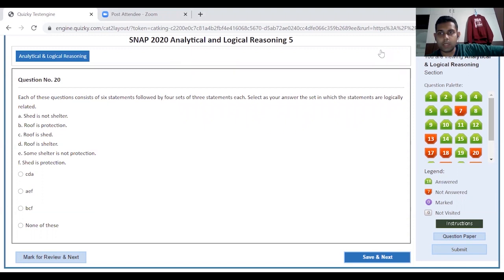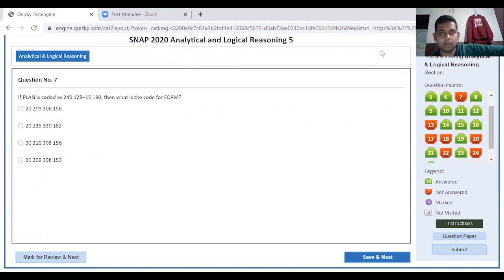Okay, I think I should avoid some negative attempts now. I'll just try it this once. What is this? 240, 128, 15, and 180. A plan. I don't understand this thing.